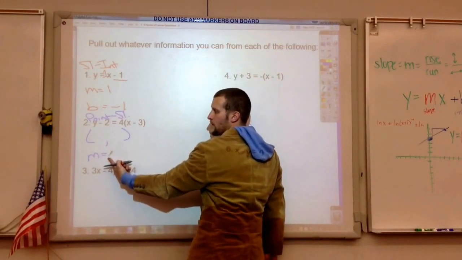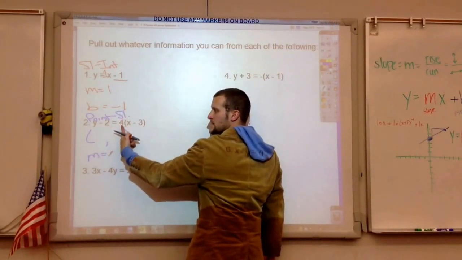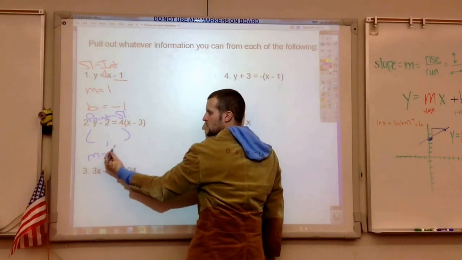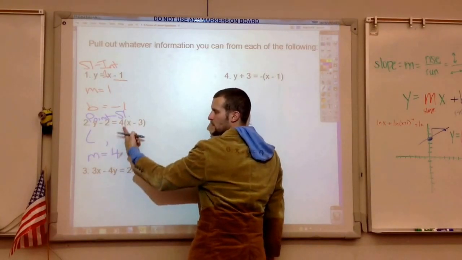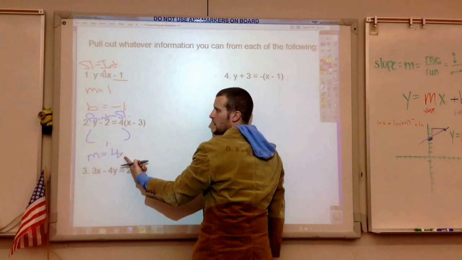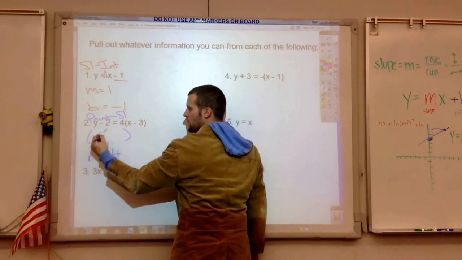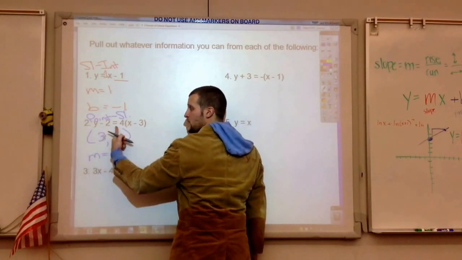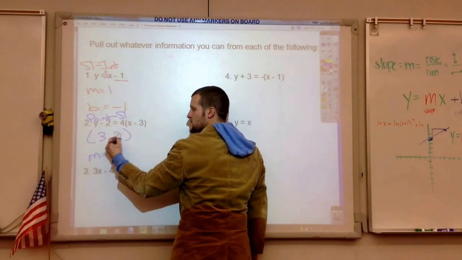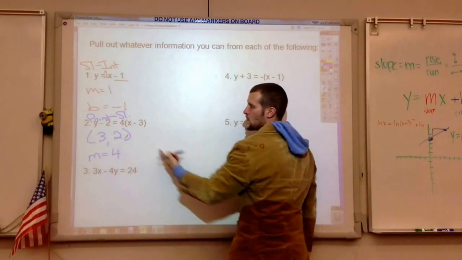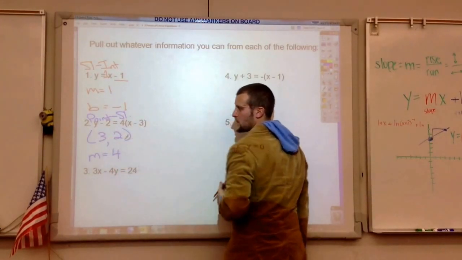Slope in point slope form comes right here in front of the parentheses, out front of x. So our slope is 4, because that's where m goes in the general formula. Our point, I know the x value is with x back here, and it switches sign. So it's -3, +3. Y value is with y, switches sign, becomes +2. So point slope form, we pull out a point and a slope.